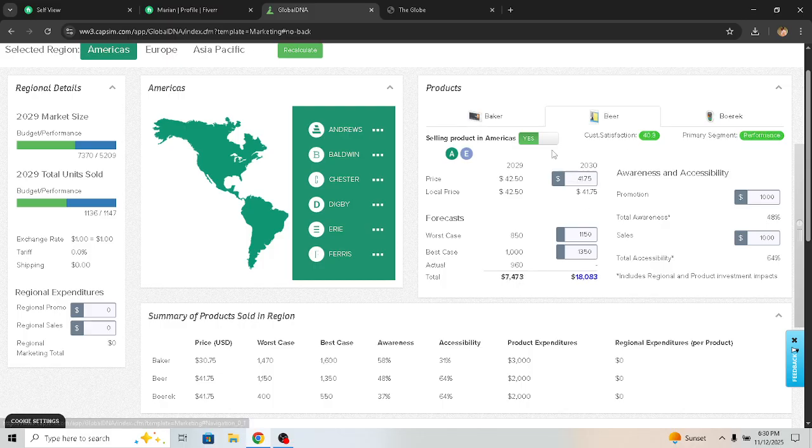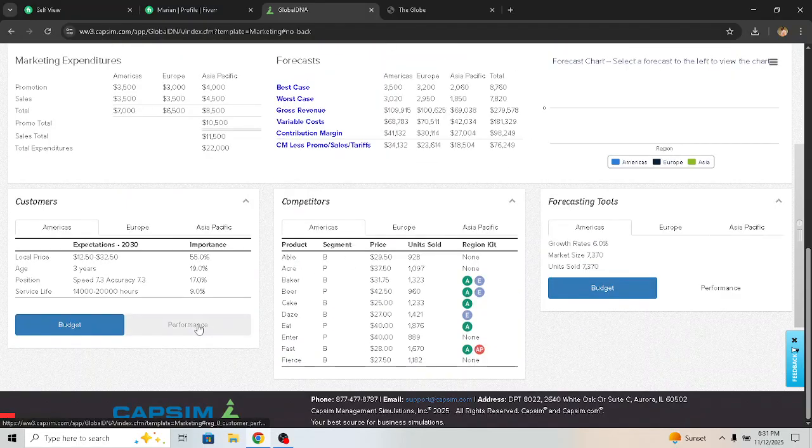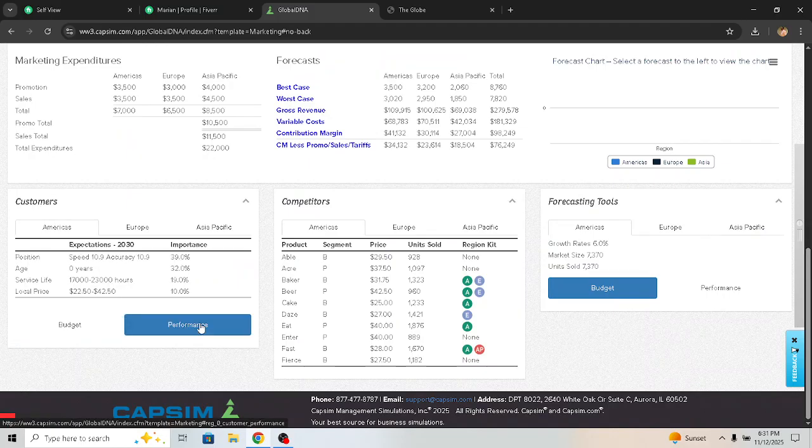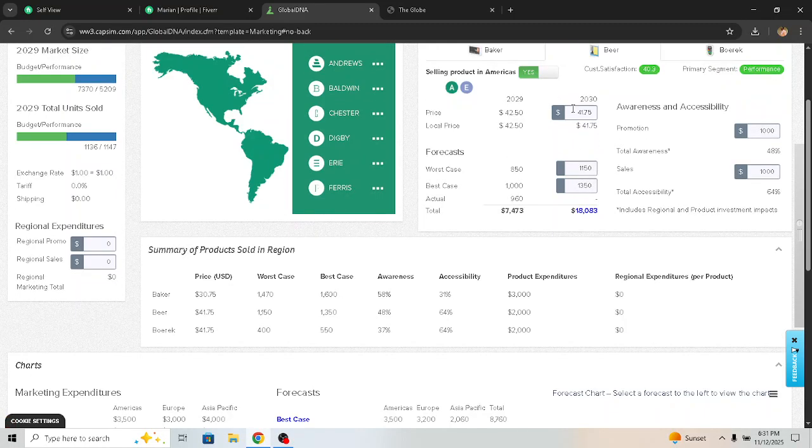So we'll go to Beer. Looking at Beer, we look at price. In the previous year, we sold at 42.50. This year, it's in the performance market segment, so we'll toggle over to the performance. Looking at the performance, price has the least importance, with 10% of customers, and it's between 22.50 and 42.50. In our case, we settled for a price of 41.75, which is here. Looking at the local price, it's also 41.75. We gave it a promotional budget of 1,000 and a sales budget of 1,000.